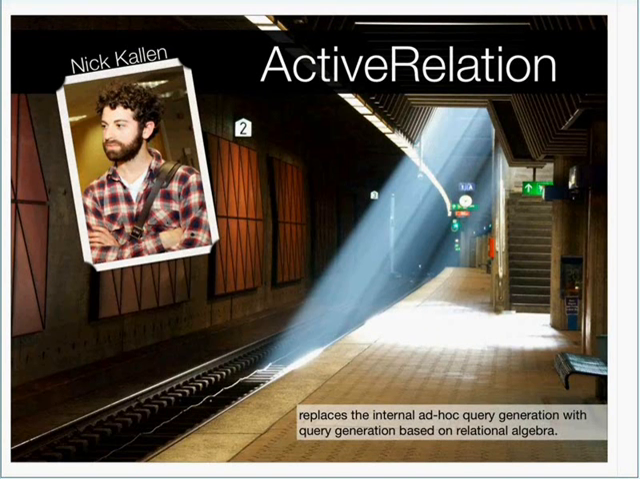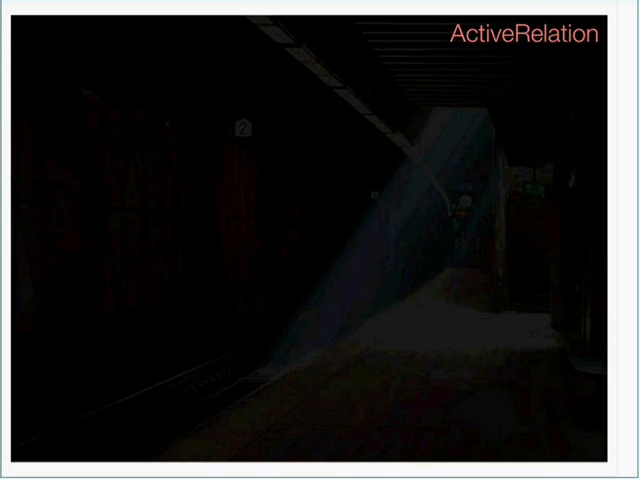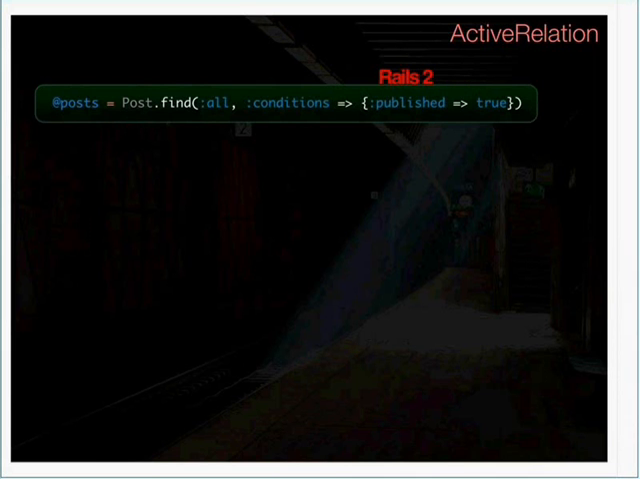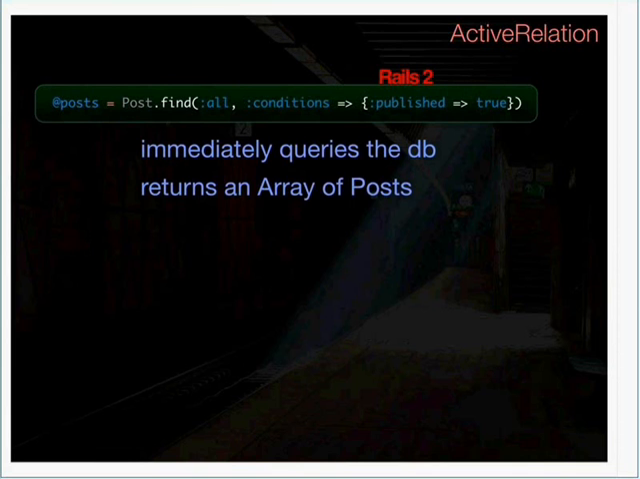Next up, we're going to be talking about ActiveRelation. This is an external library developed by Nick Kallen, which now replaces the internal ad hoc query generation which ActiveRecord used to have. So let's take a look at a couple examples. In Rails 2, we would do something like this and use the conditions hash. When we ran it, it would immediately query the database, and it would return an array of posts that we can immediately start using.